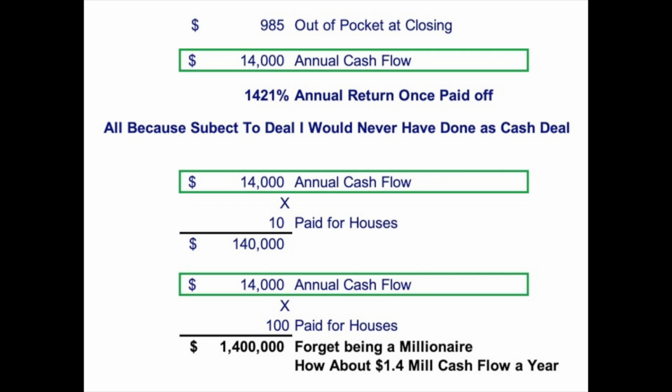Let's take it even farther. What if over multiple years you were able to acquire 100 of these and then over 10, 15, 20 years pay them off? Your cash flow would be $1.4 million a year. Forget becoming a millionaire. Let's make $1 million a year. That's what knowledge like what you're acquiring today can do for you. It can turn you not only into a millionaire, but a yearly cash flow millionaire.